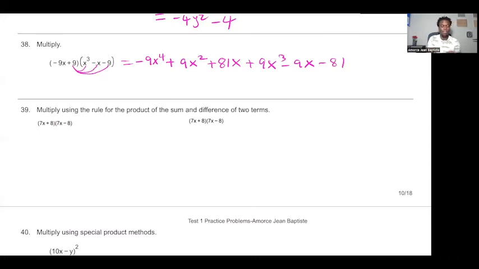Then now we can combine like terms and then problem solved. So let's see. There's no like term for 9x to the fourth. I just write it out.